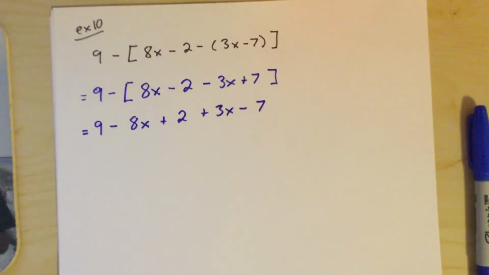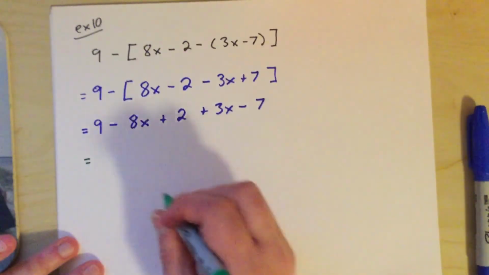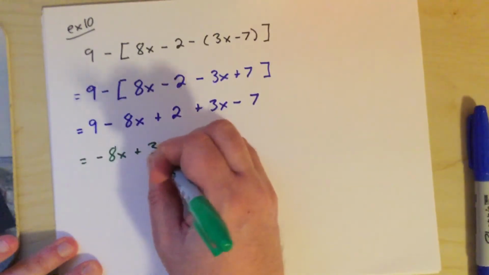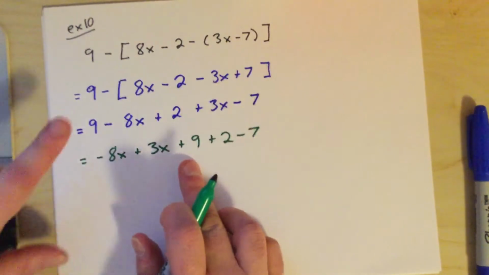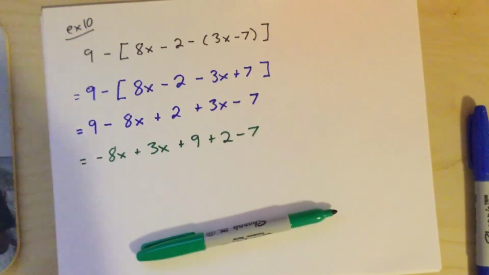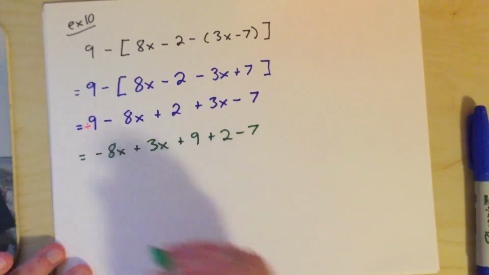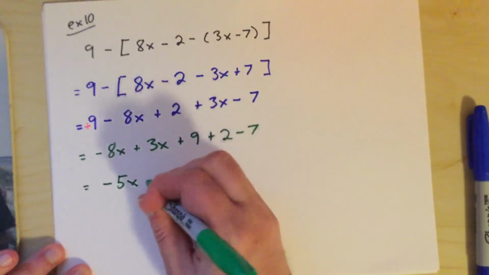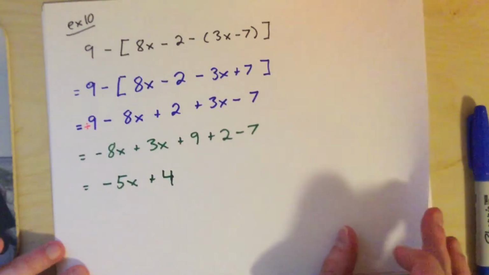And now we finished. So this was actually a 2-line getting rid of the bracket stage. And now we can move on to the collecting like terms stage. So we're going to have minus 8x plus 3x plus 9 plus 2 minus 7 plus 9, because the 9 was in the beginning and had the invisible plus in front of it. Minus 8 plus 3 is minus 5x. 9 plus 2 is 11. 11 minus 7 is 4. And it's pretty much as hard as it is going to get.